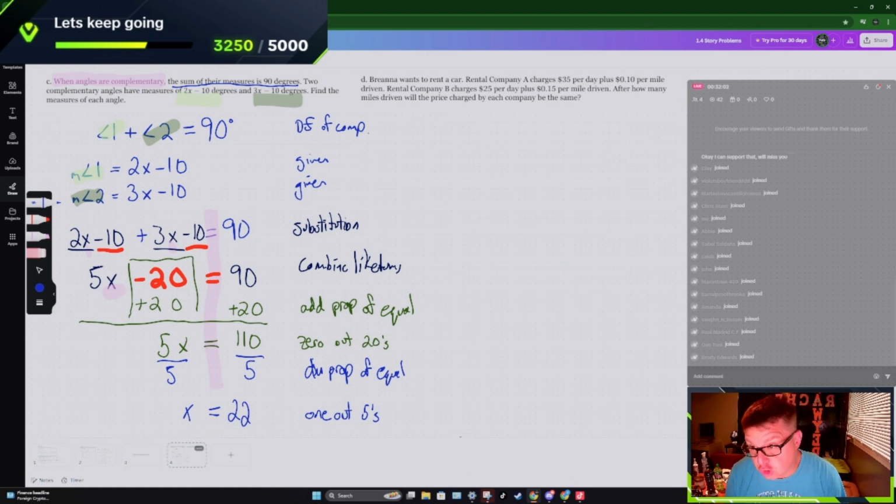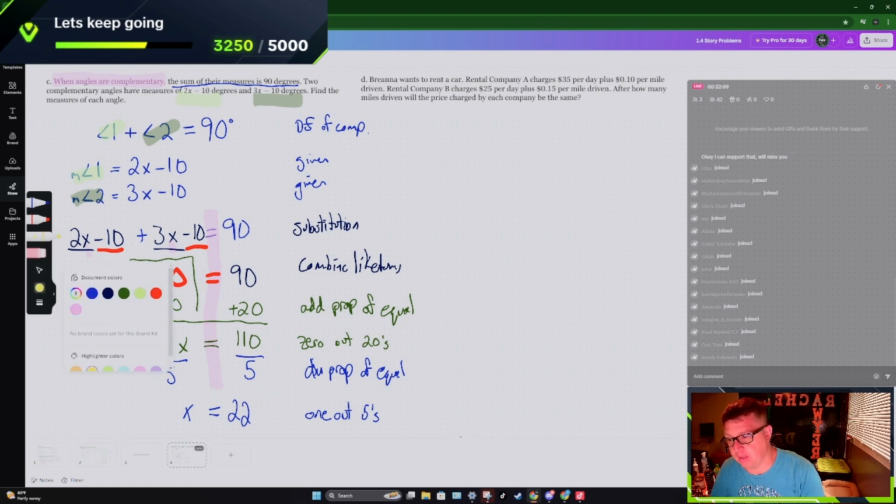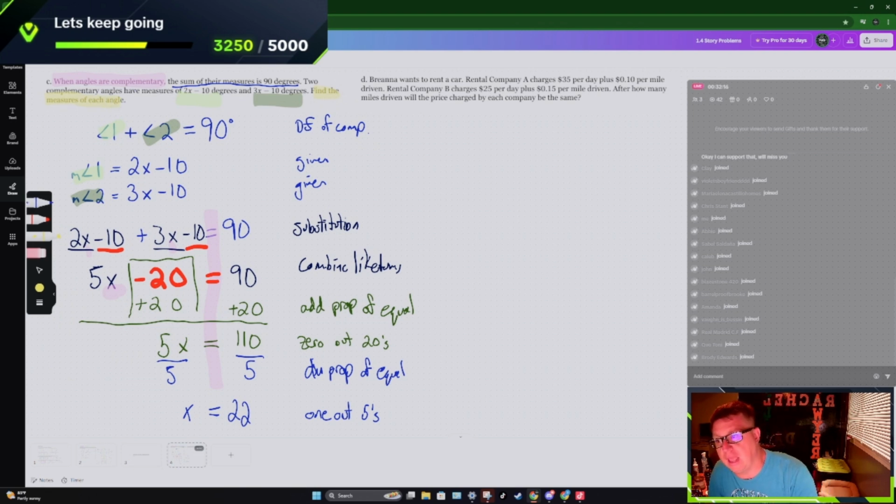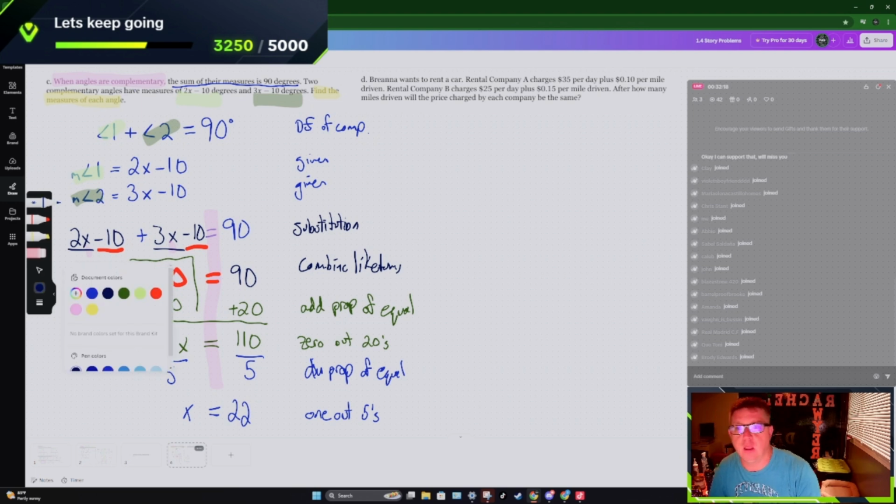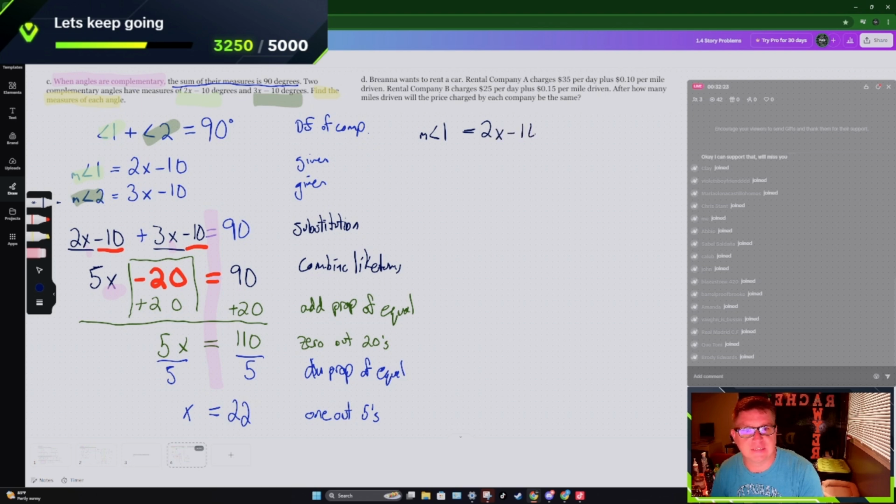So 22 is my x, but the question asked me something else: find the measures of each angle, and I have not done that yet. All I did was find what x was. So we're going to go back to the measure of angle 1, and angle 1 is 2x minus 10. That was given. But now we have something to substitute into that problem. We know what x is. X is going to be 22.